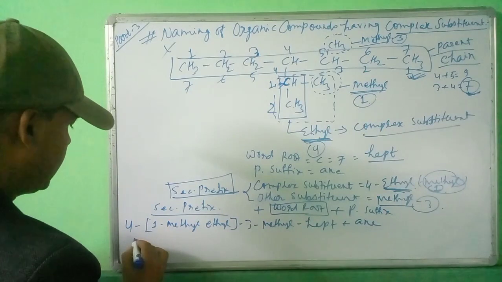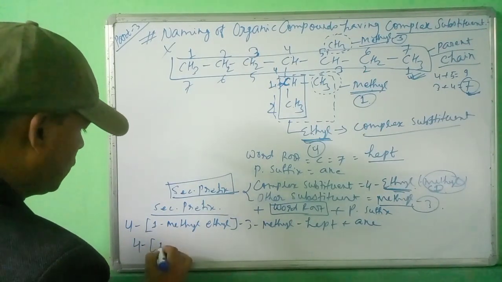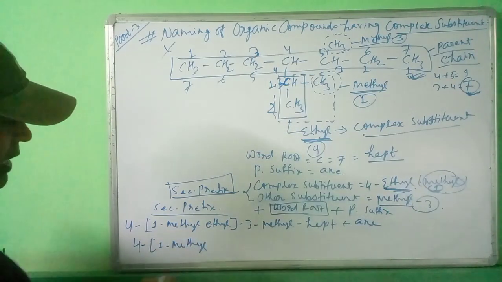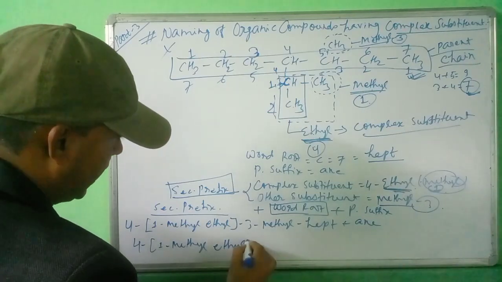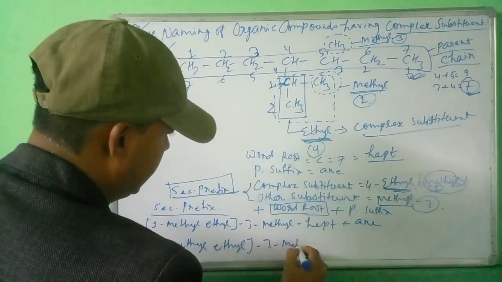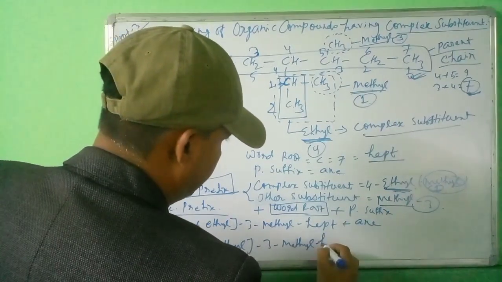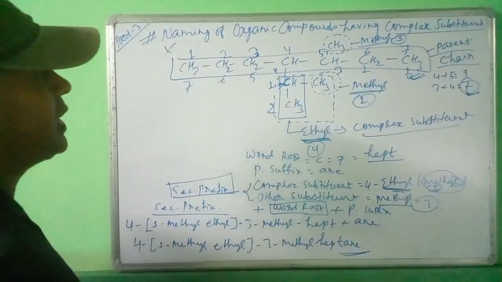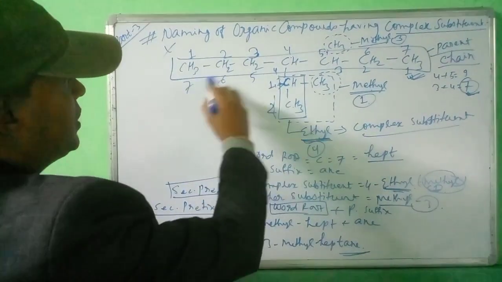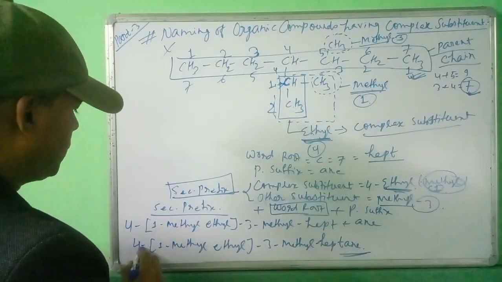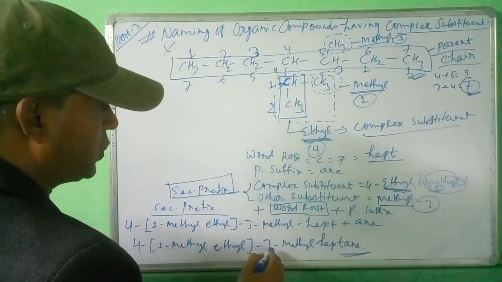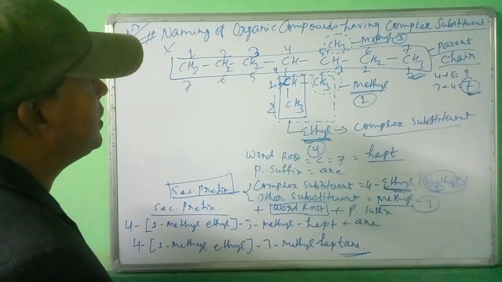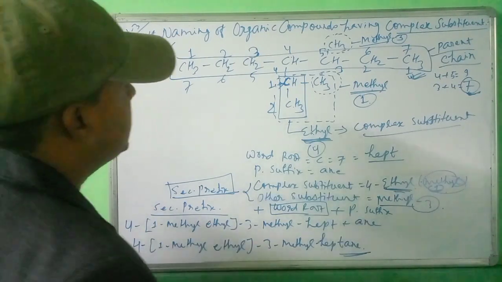Now finally we get what? What is the name? 4 dash, bracket 1 methyl ethyl, 3 methyl heptane. This is the IUPAC name for the given organic compound. So for this compound, what is the name? 4 bracket 1 methyl ethyl bracket close 3 methyl heptane is the correct name. So now the next example.